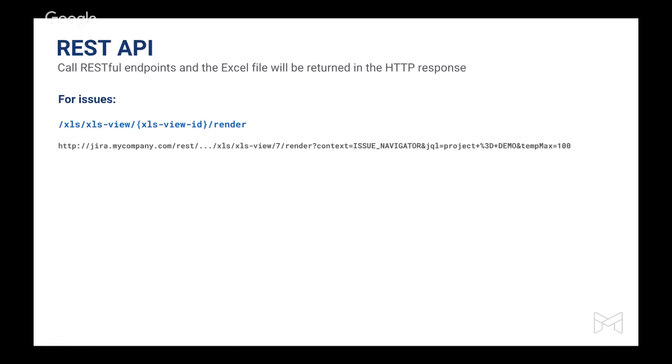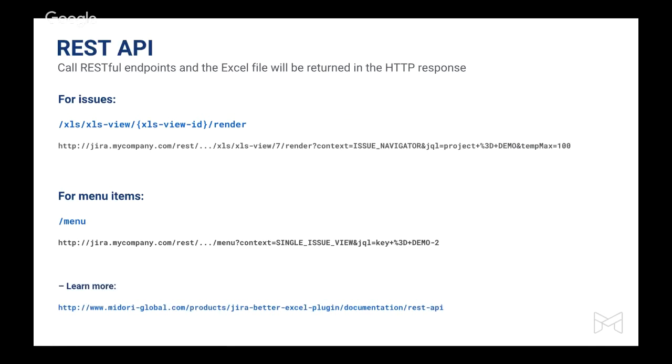In its current form, Better Excel plugin offers two REST endpoints, as you can see here. The first endpoint is to generate a spreadsheet from issues. It renders an Excel spreadsheet from the result of a JQL query or a filter. The second is for menu items. It returns the export menu items with respect to the specified context. It's really just that simple. You can use it for a million things, calling it from external systems, automation scripts, and so on. If you want to read more on this, please find everything in the documentation and in the API section of the documentation.